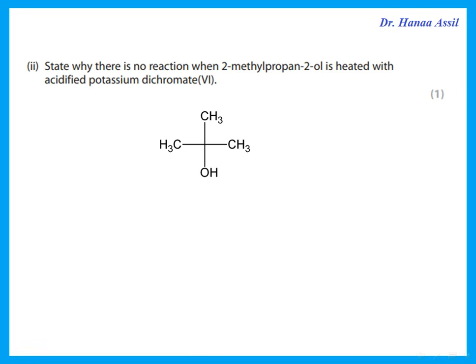State why there is no reaction when 2-methyl propane 2-ol is heated with acidified potassium dichromate. Can you see why 2-methyl propane 2-ol would not be oxidized by acidified potassium dichromate? Of course, this is because this compound is a tertiary alcohol, so it cannot be oxidized. Remember, the OH is bonded to a carbon that is bonded to 3 other carbons. So this is a tertiary alcohol, and you should know that tertiary alcohols are not oxidized.